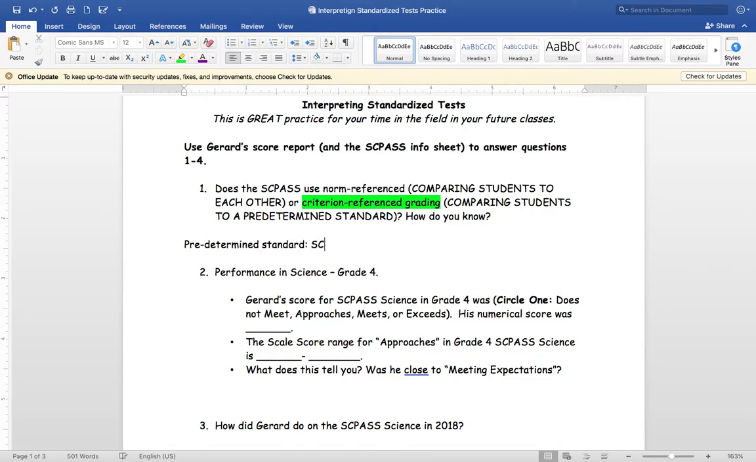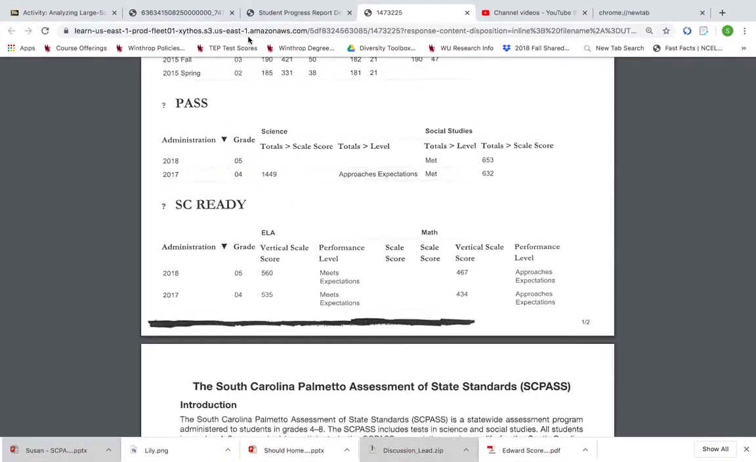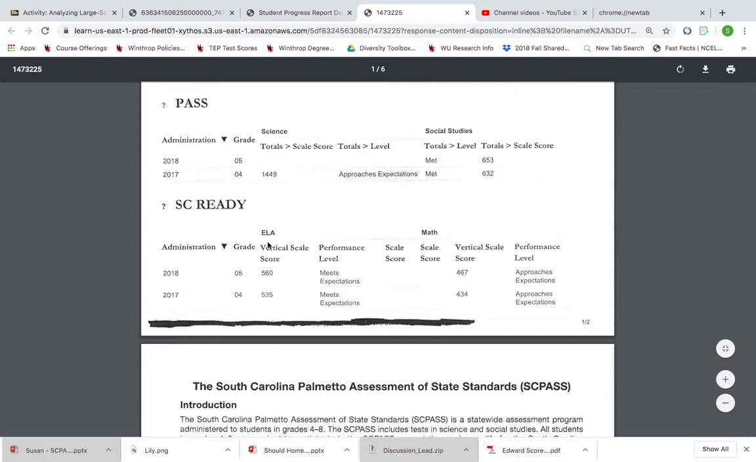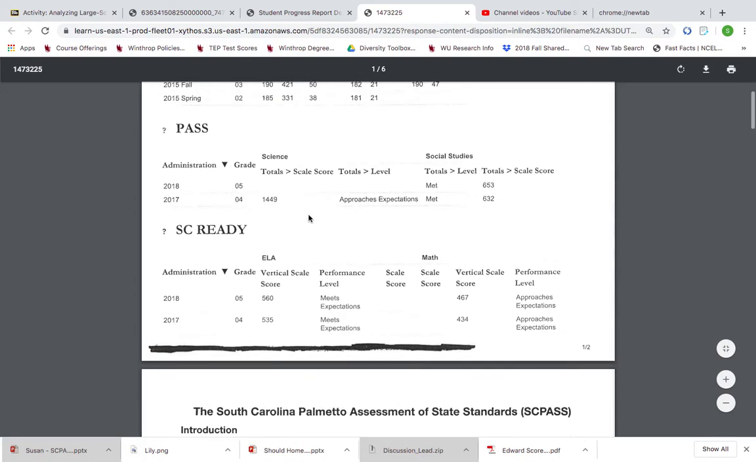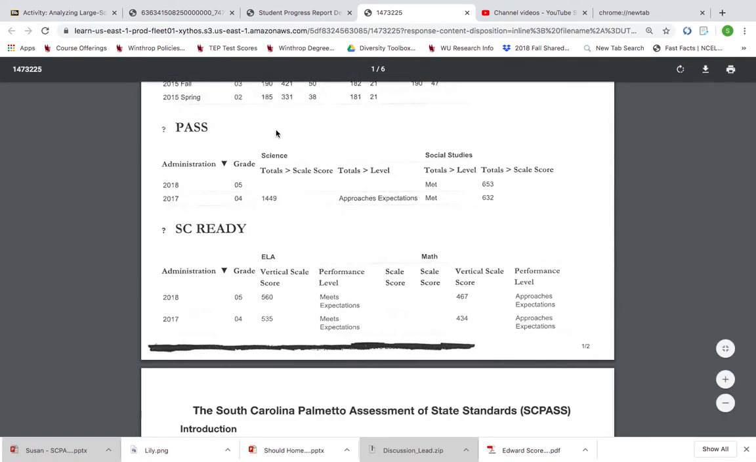are the South Carolina Science and Social Studies standards. Okay, so that's one hint. It's definitely aligned to those specific standards. Now also, another hint that this is definitely going to be criterion referenced is let's just look at this limited information we've got.